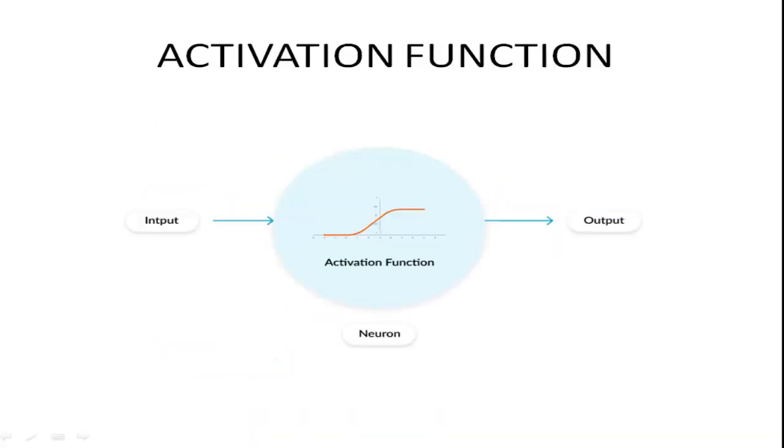What is activation function? Activation functions are mathematical equations that determine the output of a neural network. The function is attached to each neuron in a network and determines what neurons to be fired next. It helps the neuron to switch on or off.